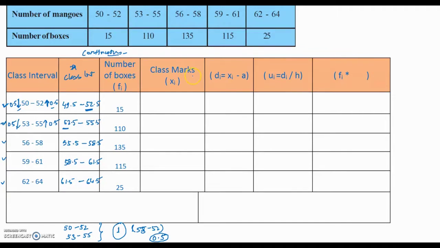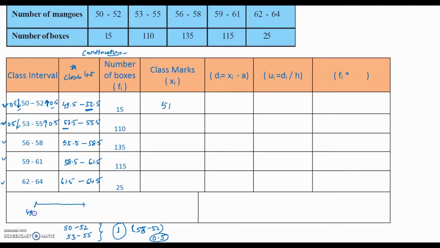Now, how do we find the class marks? We have already discussed this in our previous videos. If you haven't gone through them, just watch them from the beginning and you will be able to understand all the basics and concepts that you need to know. The class mark is nothing but the midpoint of the class interval. If 49.5 and 52.5 are the end points, the midpoint will be 51. If you want to understand it simply, just draw a number line. This is just for illustration purposes.